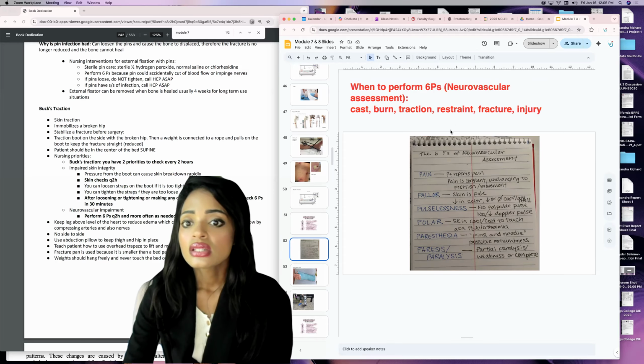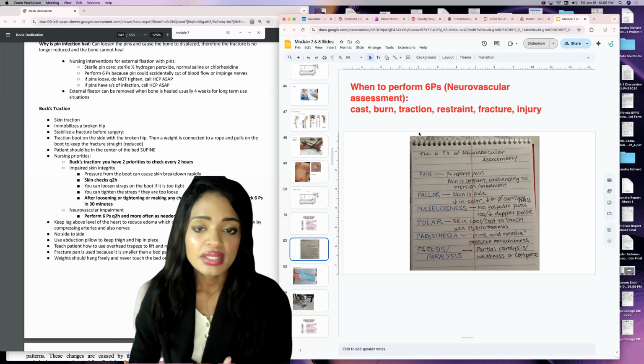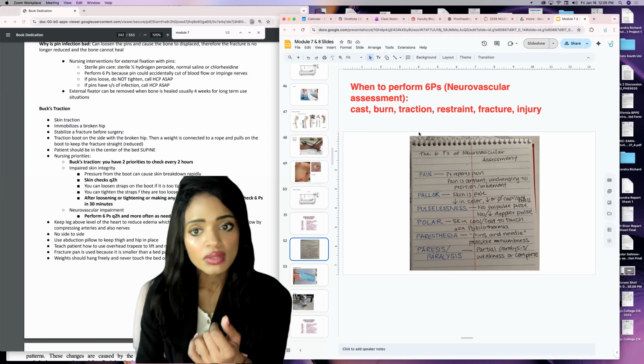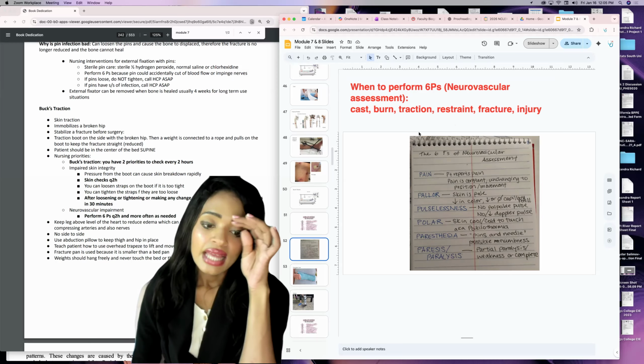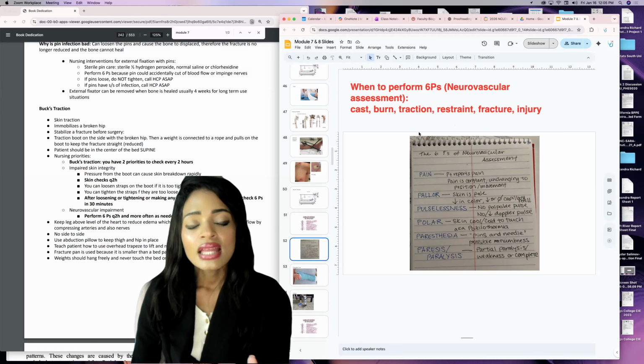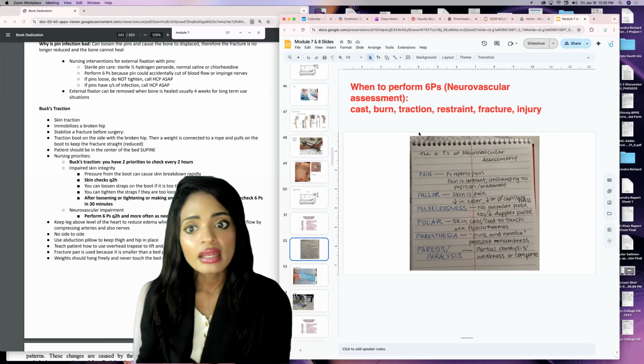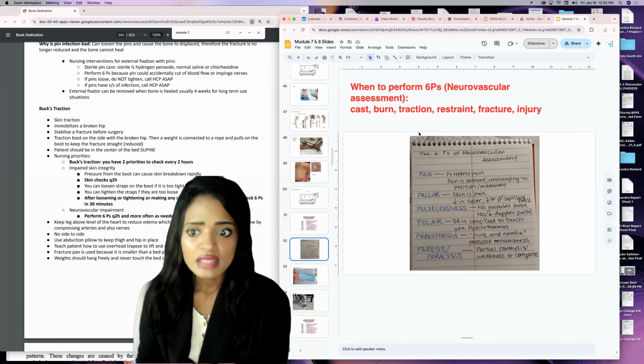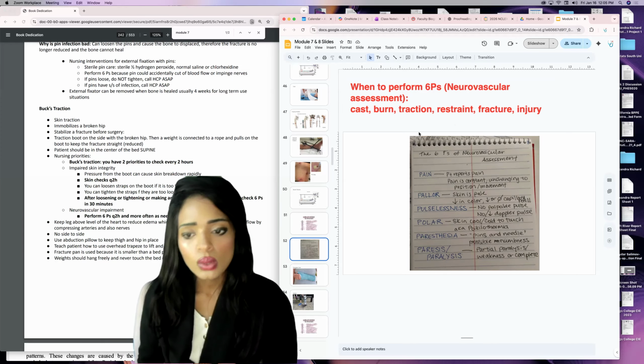Okay, so why the cast? Because the cast can be compressing on blood vessels, and that can impair circulation. And the only way we're going to pick up on that is we're going to do the 6 Ps, and we're going to see, is the skin pale? Have they lost a pulse? Is it cold to the touch?